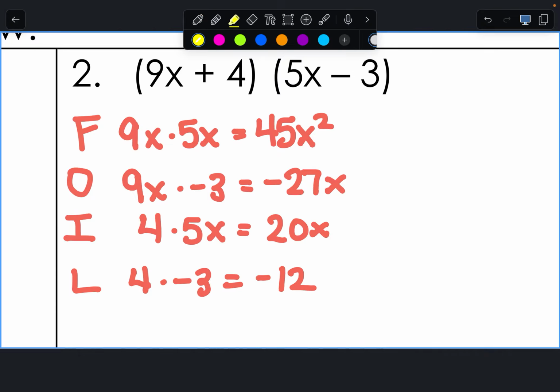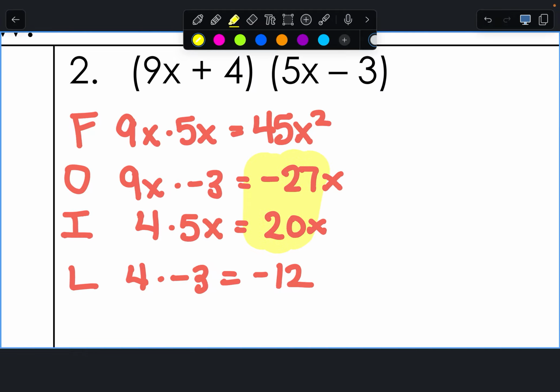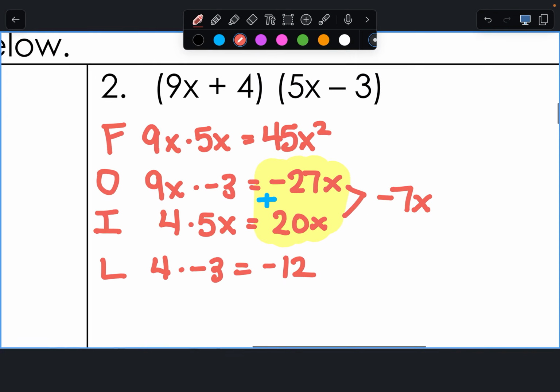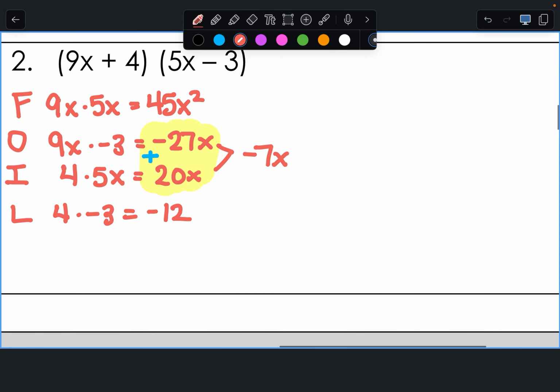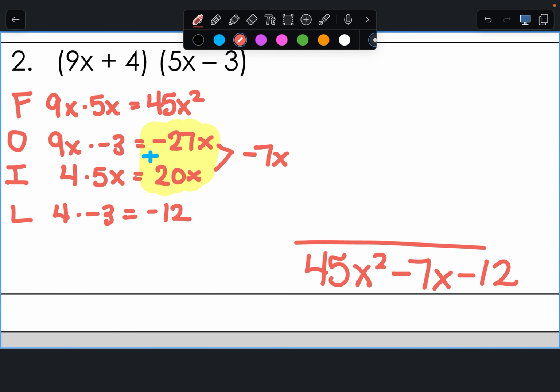Always combine which ones? The middle two. So when we add negative 27x plus 20x, the result is negative 7x. Good. So 45x squared minus 7x minus 12.